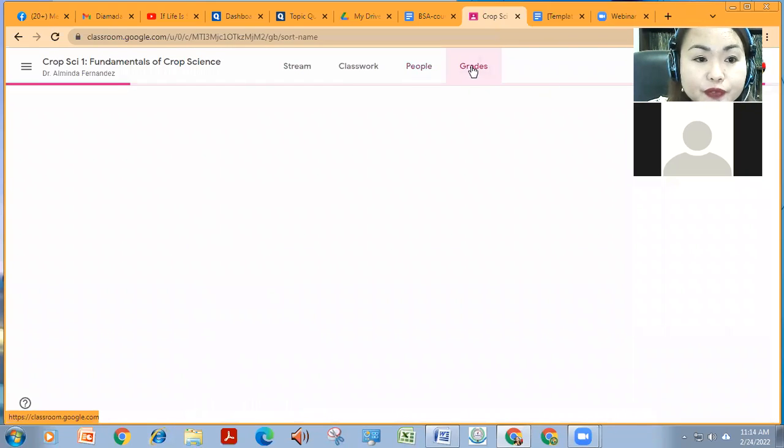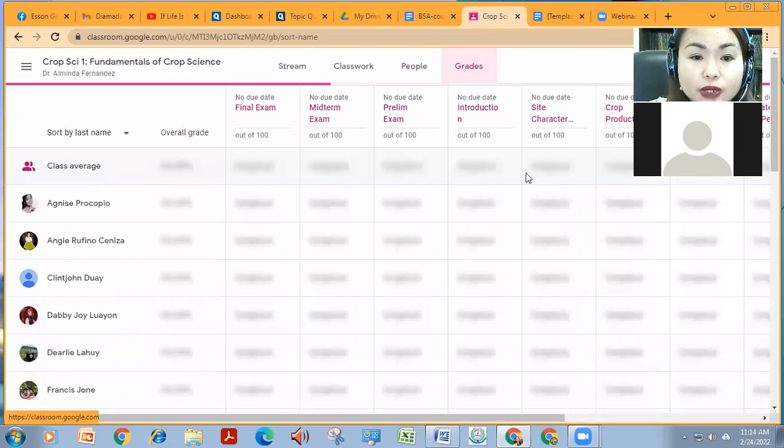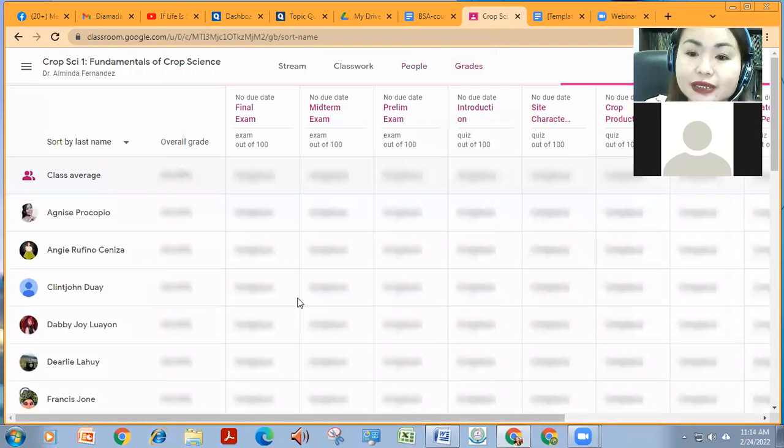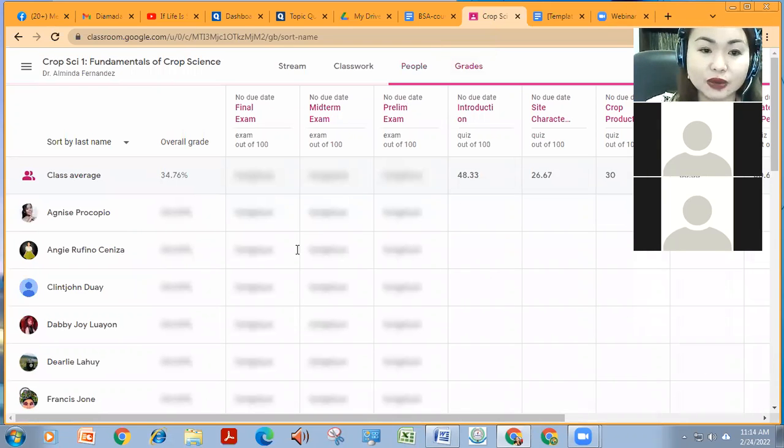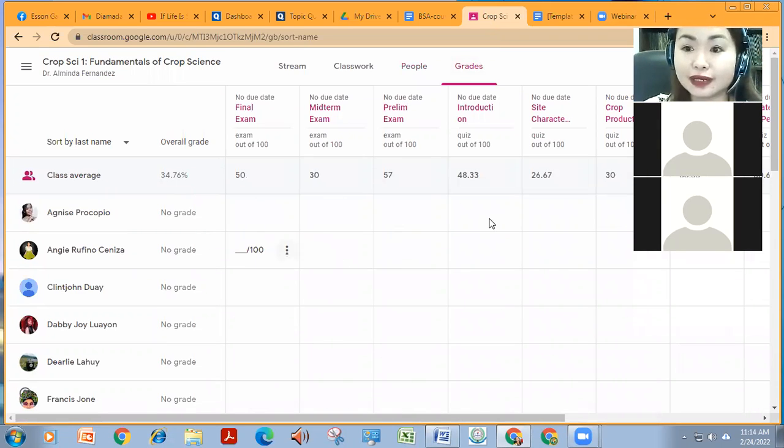And for the grades naman, dito ko lang ilalagay. This is my view, iba din yung view ninyo. So, sa grades na ito, dito ako mag-grade. This will be transparent and I will also be available to you.